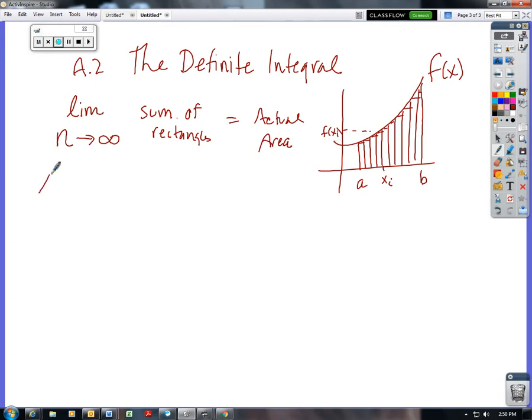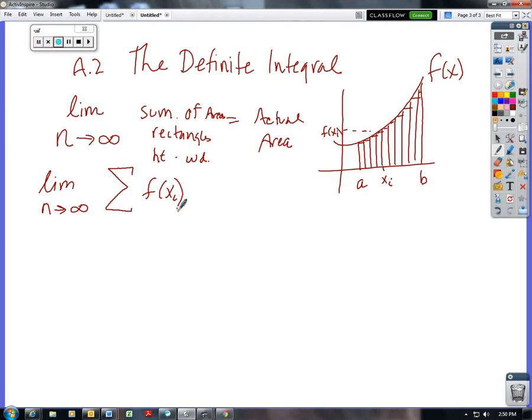So let's do this. We've got the limit as n approaches infinity. We're summing these, so we use the summation symbol, sigma. And we're summing the areas of the rectangles. I should have said sum of areas of rectangles. The areas of the rectangles are the width times the height, and I'm going to write it a certain way: the height times the width. The height is f of x sub i.